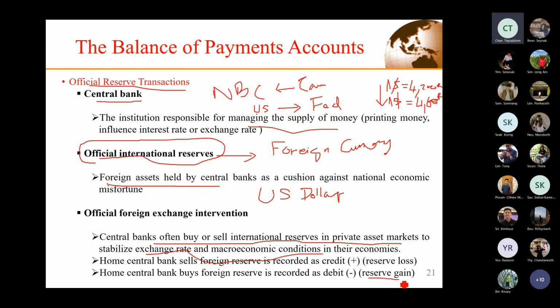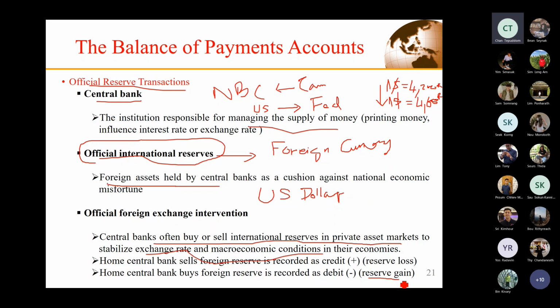Well, when the foreigner actually buys, let's say the Central Bank of the Philippines buys the US dollar from our central bank, the NBC, in other words, we are selling. In this case, we record it as a credit, a plus.